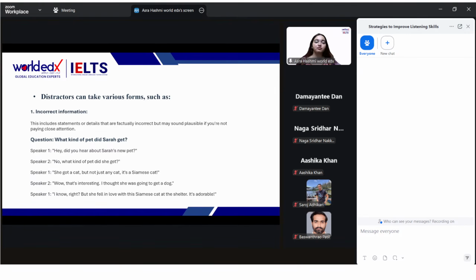Now she got a Siamese cat, but initially she was planning to get a dog. Here you might get confused between, okay, fine, was it a cat or a dog? That's the reason why you need to listen to the audio carefully. Here the speaker says, I thought she was going to get a dog. So that means the speaker is not sure. It was just an idea of what he thought was correct. So this, she was going to get a dog, is incorrect information, and also irrelevant information which was not needed. So the distractor will come in the form of an incorrect option.